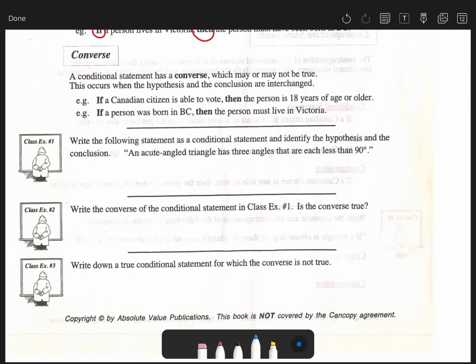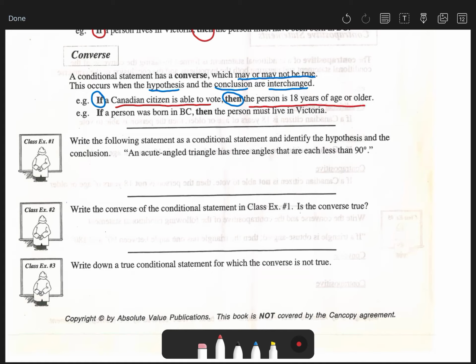Moving on to the next important term for today, the converse. A conditional statement has a converse, which again may or may not be true. What is the converse? The converse is when the hypothesis and the conclusion are interchanged. You switch those portions of the statement. If I go back to the statements we just did, there's the if and the then, but the portions that follow are switched from the previous statements.